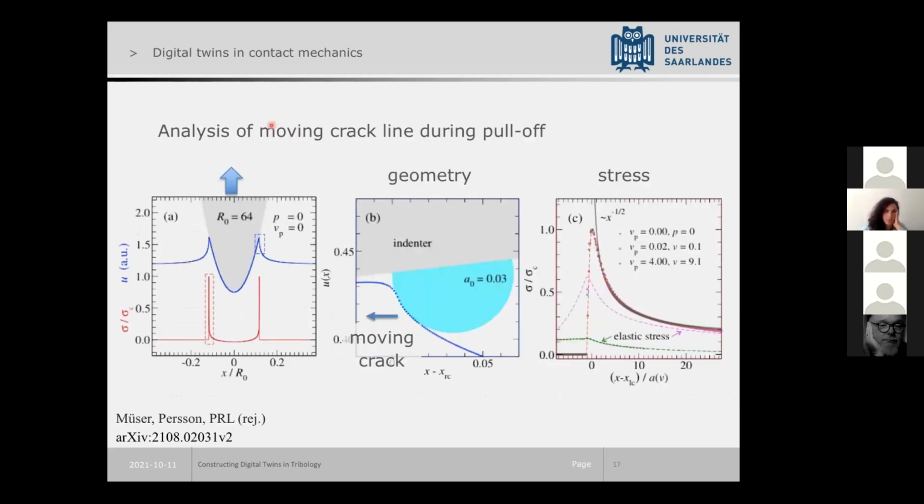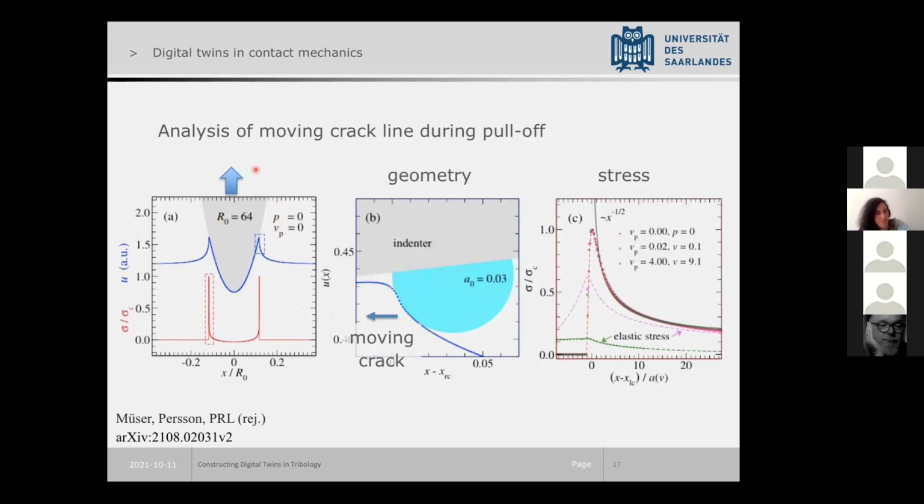So I would like to discuss this a bit for a moving crack line, which we didn't do for a flat punch indenter. I had a collaboration with Wu Persson. We just got the work rejected from Physical Review Letters, which may actually be a sign for this to be a good paper.